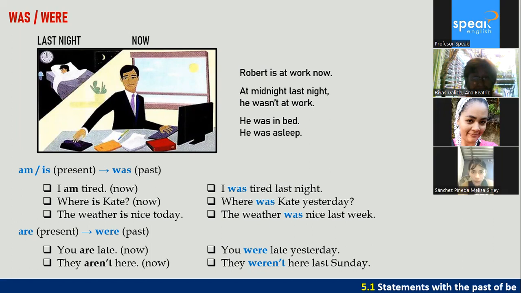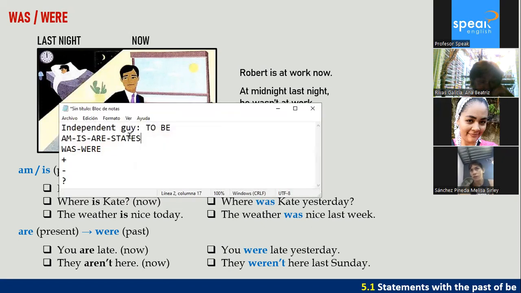Now, if it's plural, we are going to have were. Were is going to be for plural forms. For example, you are late now and you were late yesterday. They aren't here right now, but they weren't here last Sunday. Now, how does it work?